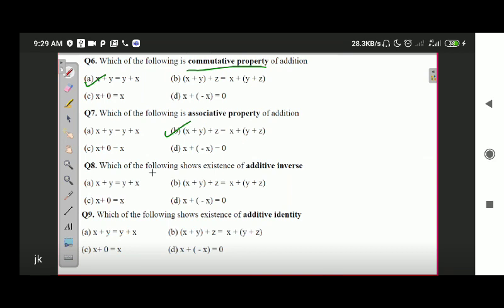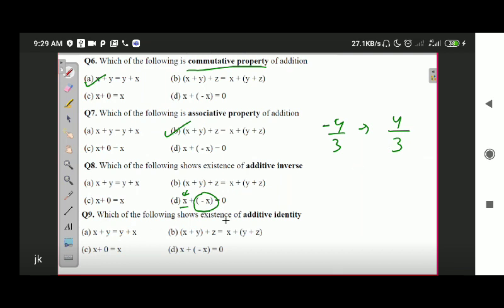Okay. Which of the following shows the existence of the additive inverse? Additive inverse is when a number is added to a given number, the answer becomes 0. That is its additive inverse. So the additive inverse of x is minus x. Suppose I am asking you the additive inverse of minus 4 by 3. So what you write is, the additive inverse of minus 4 by 3 is going to be plus 4 by 3. Okay, you just change the sign.